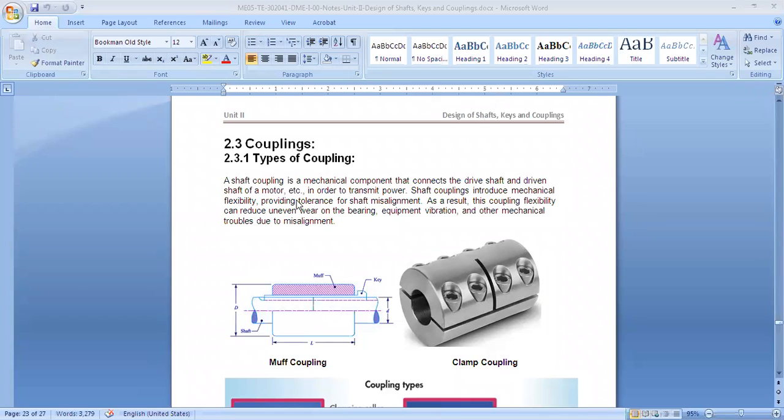So we'll continue, and we'll start with the last topic of this unit. That is coupling. We will finish this in two lectures. In today's lecture we'll try to do the theoretical part, and in the next lecture we will do at least a couple of numericals, and then we'll finish up with this unit.